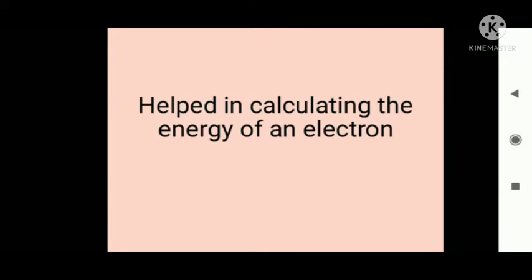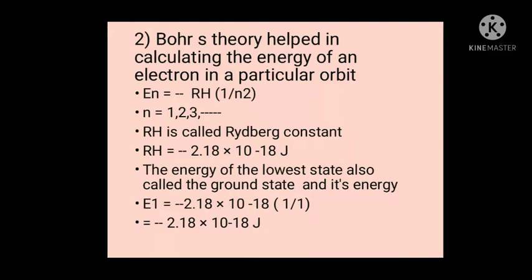Then, the second merit of Bohr's atomic model is that using this atomic model, he could calculate the energy of an electron present in a particular orbit. We don't want to study the derivation of this equation, but we should study the formula. How can we calculate the energy of the electron present in a particular orbit? The formula is given as En is equal to minus RH into 1 by n square, where n represents the number of orbits.